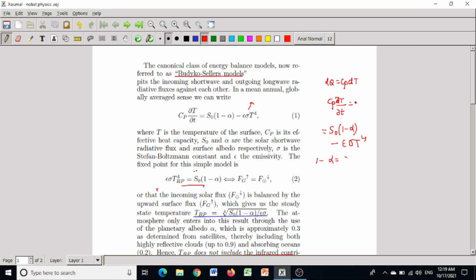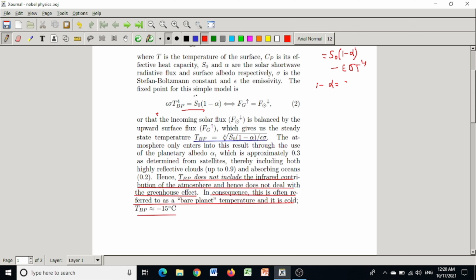This temperature is called bare planet temperature because in this calculation, in this model, the atmosphere is neglected. That is, effectively this calculation does not include the infrared contribution of the atmosphere and hence does not deal with the greenhouse effect. As discussed in the previous simulation, it is a simplified model. In consequence, this is often referred to as bare planet temperature, and it is cold, naturally minus 15 degrees centigrade or minus 20 degrees centigrade as already shown in the previous simulation.